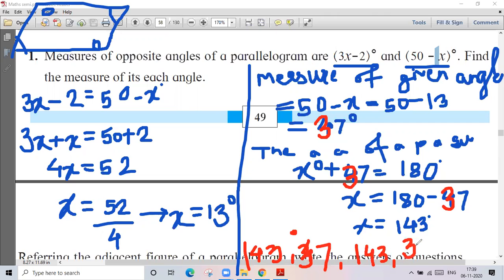So these are the measures of the angles of the parallelogram. So this is your 37. This is your 143. This is also 37 and this is also 143.